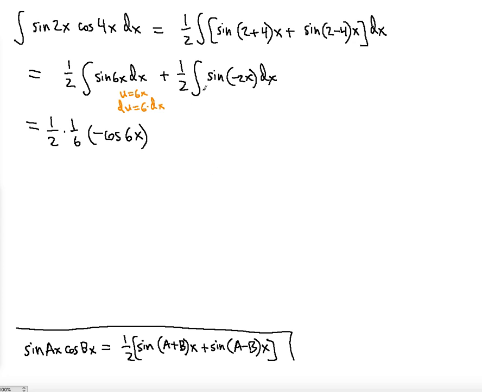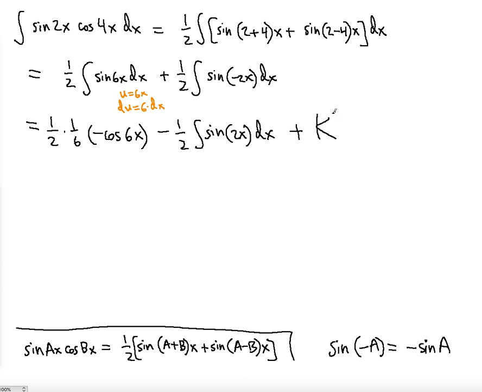Now keep in mind that this sine of negative 2x is the same as negative sine of 2x, because we know that sine of negative a is negative sine a, because sine is an odd function. The negative goes out like this. So it means negative sine of 2x. So we put that negative outside: negative 1/2 sine of 2x dx. And don't forget, since you found one antiderivative, you want to already include some type of constant, capital K.